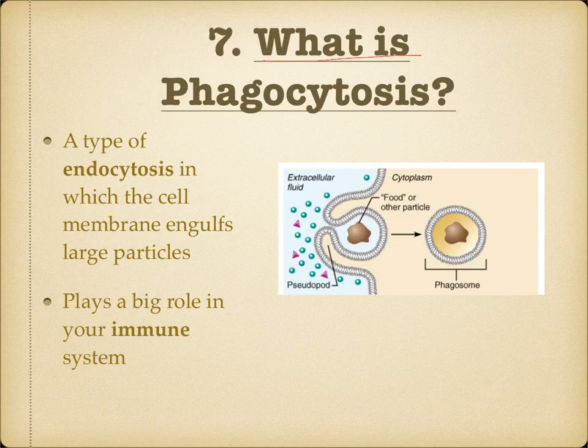Okay, so what is phagocytosis? It's a specific type of endocytosis where the cell membrane engulfs large particles. This is how your immune system works, or one of the ways your immune system works. Taking these chunks of stuff, it could be a bacteria or a virus, and just engulfing it, bringing it into the cell and killing it rather than letting it replicate in your body. So phagocytosis is a specific type of endocytosis, bringing stuff into the cell in order to get rid of it.